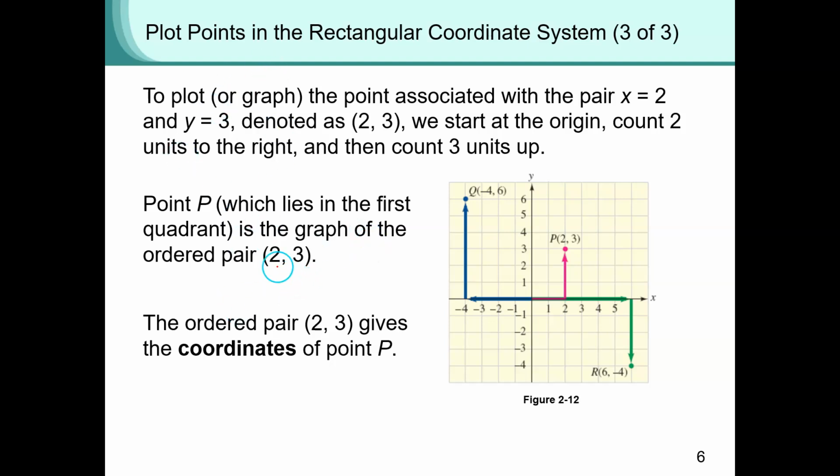So if I give you a point, 2, 3, since both of the numbers are positive, you should know this point is located in quadrant 1. If I give you a point with negative 2, positive 3, you should know this is in quadrant 2. If I give a point negative 4 and negative 3, this would be quadrant 3, and so on.